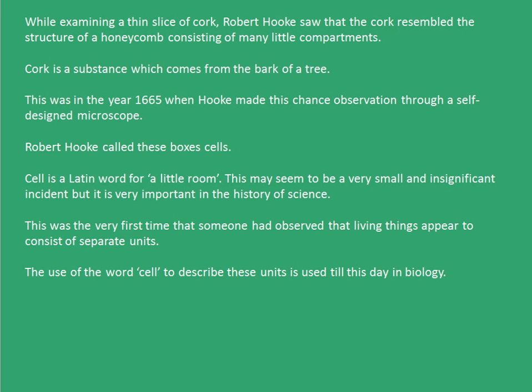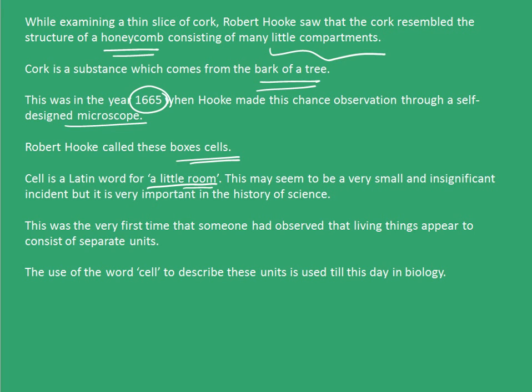While examining a thin slice of cork, scientist Robert Hooke saw that the cork resembled the structure of a honeycomb consisting of many little compartments. Cork is a substance which comes from the bark of a tree. It was in the year 1665 when Hooke made this chance observation through a self-designed microscope. What Robert Hooke called them was cells. Cell is a Latin word which means a little room.